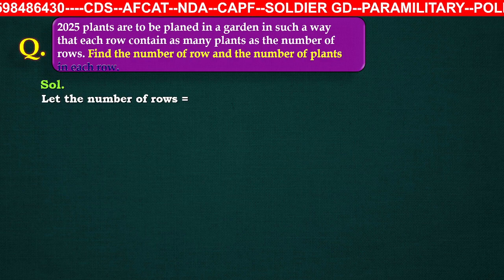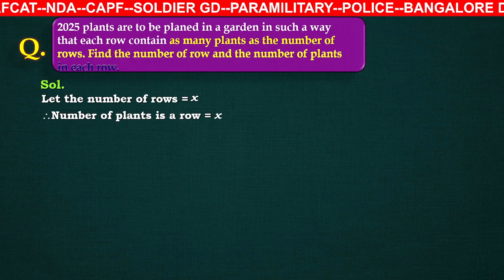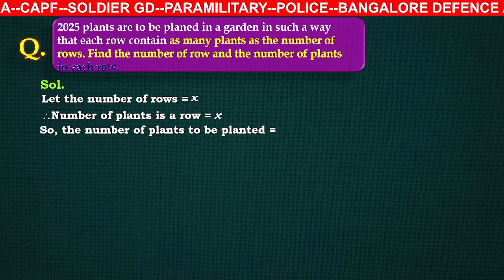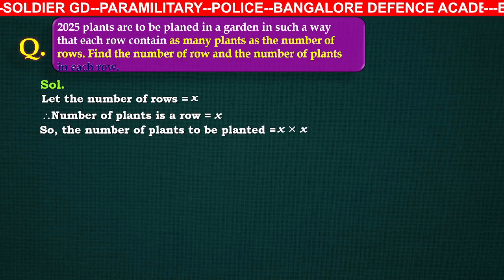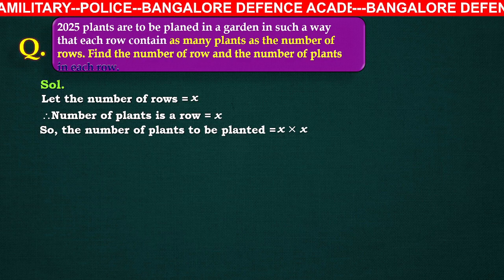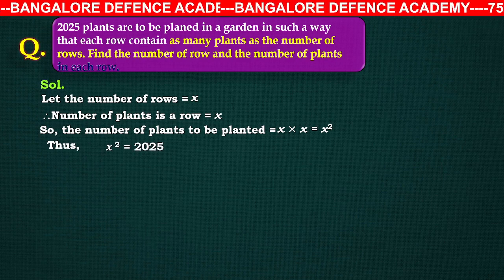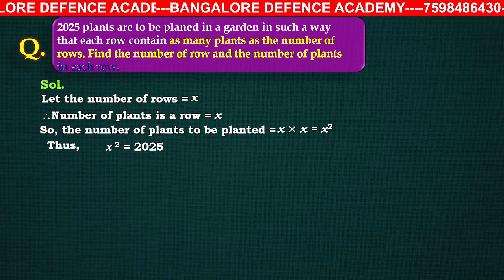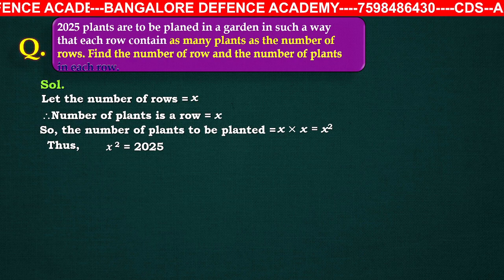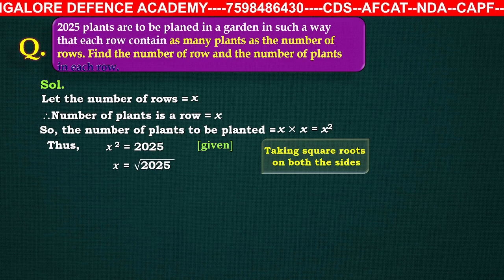So let us assume the number of rows is X, and the number of plants in a row is X. So the number of plants to be planted is X into X. Total number of plants will always be multiplication. So X into X is X square, and X square is given here, that is 2025 plants. Now we have to find the square root of 2025. That will give you the answer.